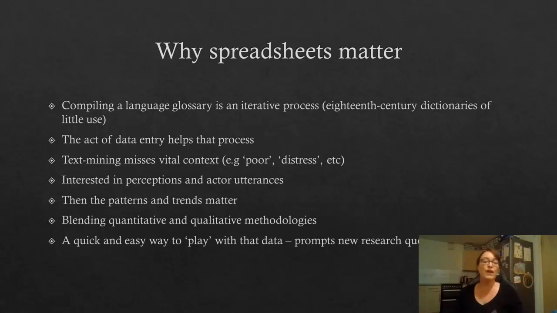And spreadsheets also provide really quick and easy ways to play with the data. It prompts new research questions. I can start to read through trials, note stuff down that interests me, and suddenly I'm seeing several of the same thing. What does this mean? What can this tell us about lives at this time?